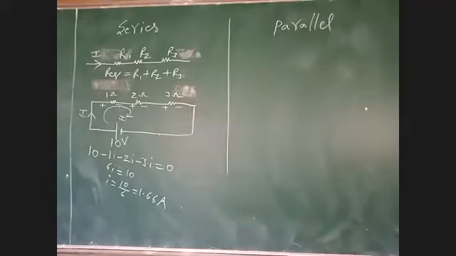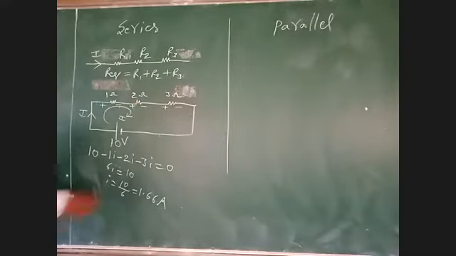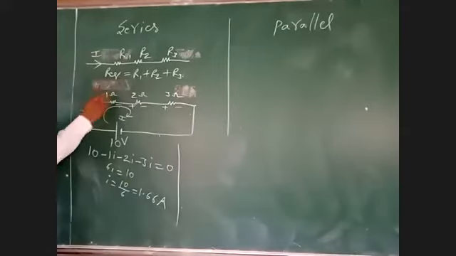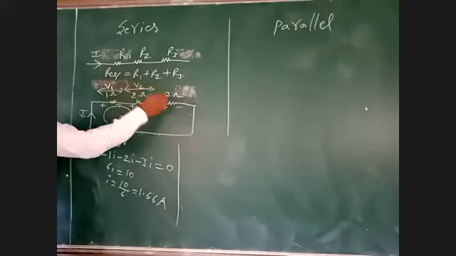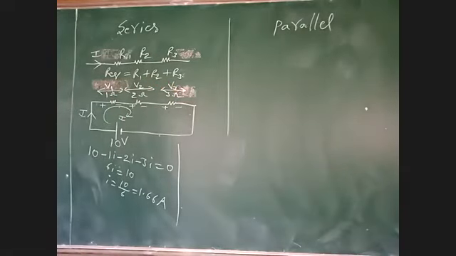Now 1.66 ampere is the current flowing in 1 ohm, 2 ohms, 3 ohms. The same current is flowing in all the resistances. Now come to the voltages. I want to determine the voltage across 1 ohm. Let us take this as V1, voltage across 2 ohms is V2, voltage across 3 ohms is V3. In series, current is the same but voltages are different.